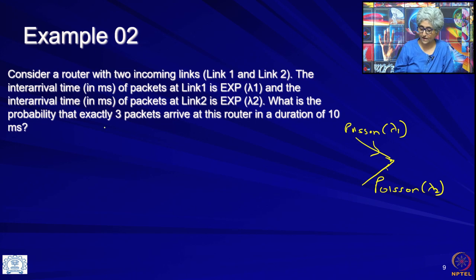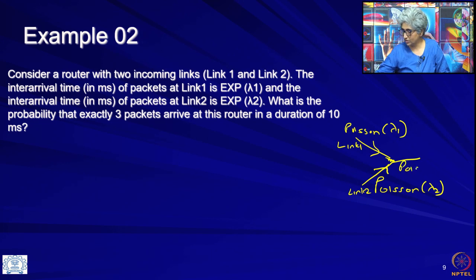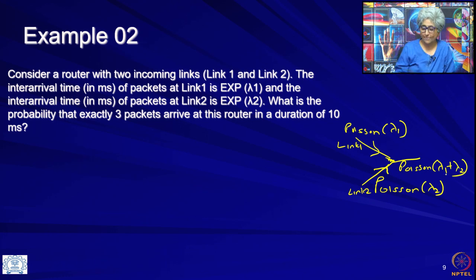What is the probability that exactly 3 packets arrive at this router in a duration of 10 milliseconds? So, what we are looking at here is the merged stream, right. Considering that packets are coming from link 1 at rate lambda 1 with the Poisson nature, and from link 2 with rate lambda 2 with the Poisson nature, this is going to be nothing but Poisson lambda 1 plus lambda 2, right. And then the rest of the maths is just like the previous one.